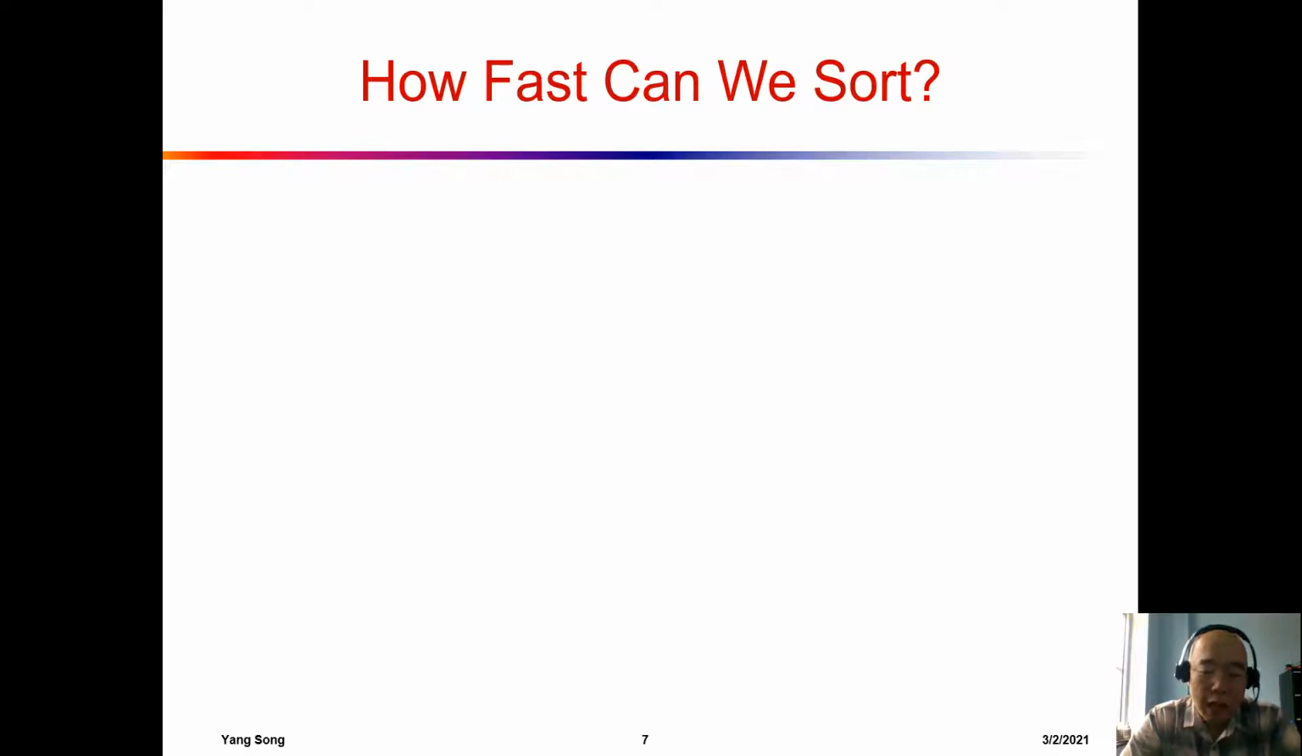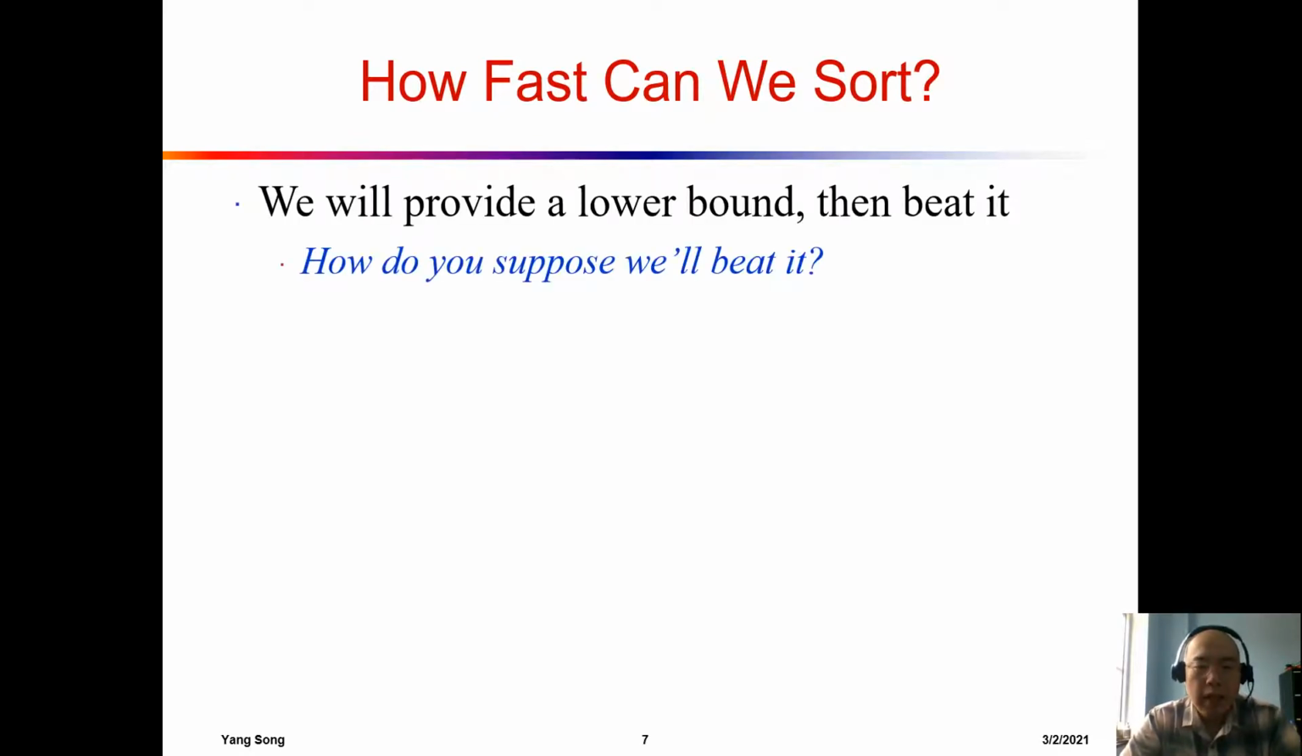How fast can we sort? Based on your observation, you will feel that it is O(n log n), right? So in this class, we will provide a theoretical lower bound, and then we will try to beat that. And you may ask, since we are able to prove that is a theoretical lower bound, how can we beat that? Hold that question. We are going to discuss this later. Okay. Well, let's see.